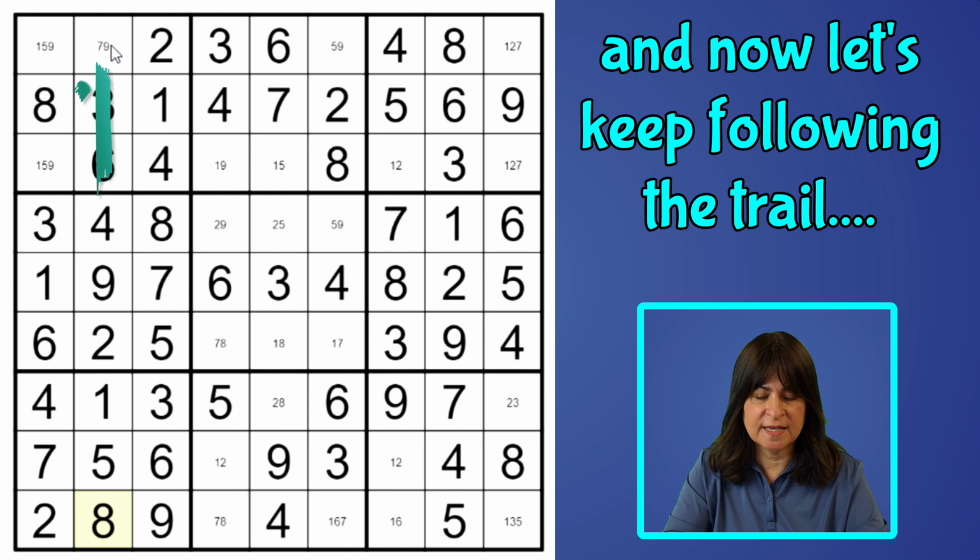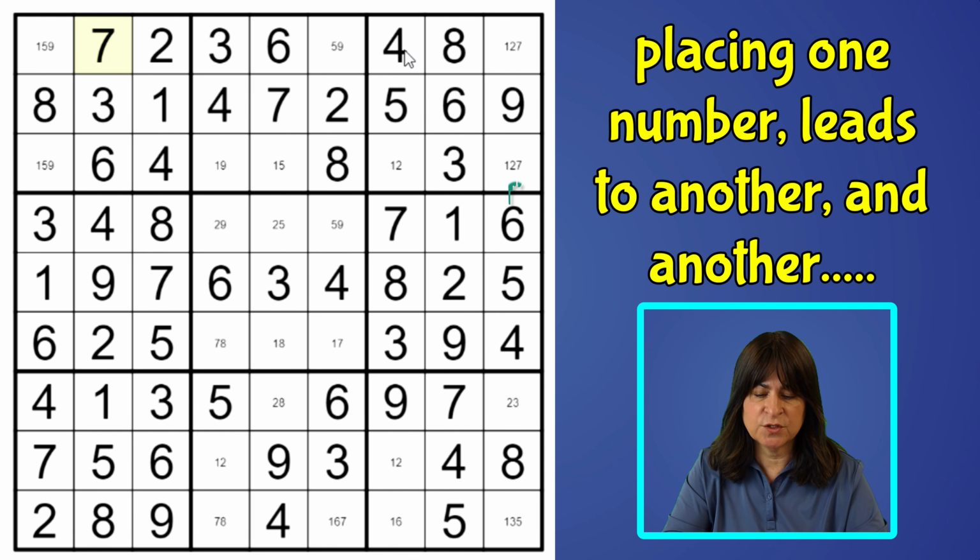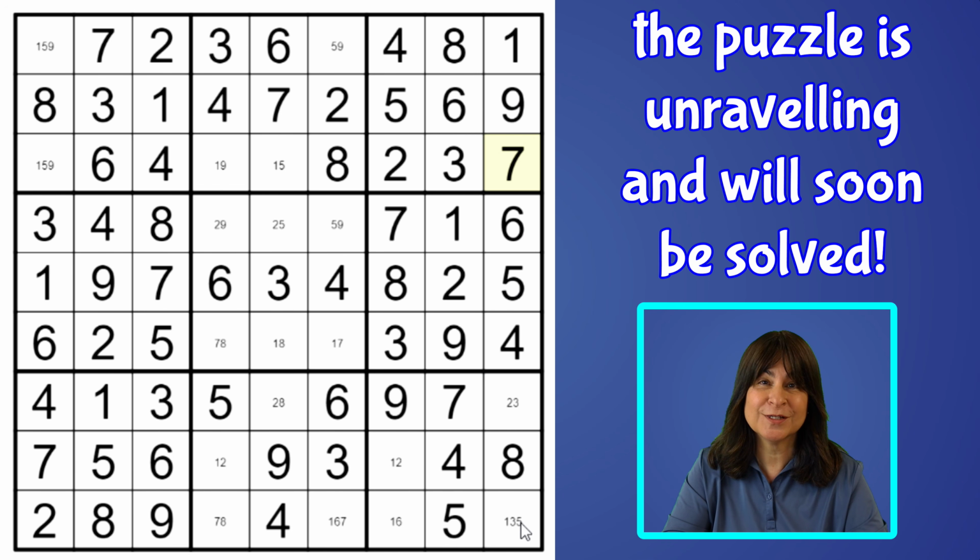And now we have a 7 here. And so now this can no longer be a 2 or a 7, so it's a 1. And then this is a 2. And now this can't be a 1 or a 2, so it's a 7. And you can see how the whole puzzle is unraveling. This cell can no longer be a 1 or a 5, so it's a 3, which makes this a 2, which makes this a 1, and this a 6.